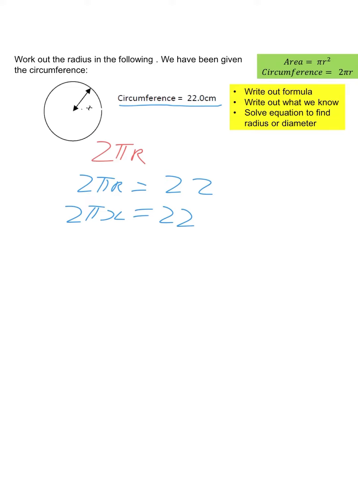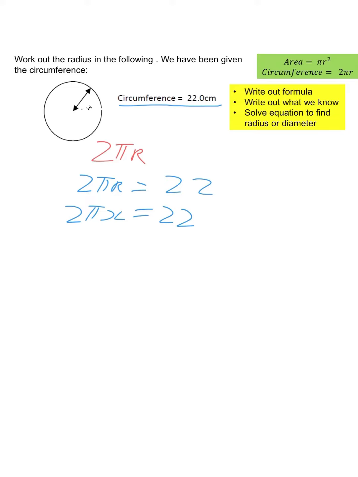So we know our circumference, and then we know that the formula for circumference is 2 pi times radius. So we know that 2 pi times radius is equal to 22 in this question. And in this question, our radius is x. So we have 2 pi times x equals 22.